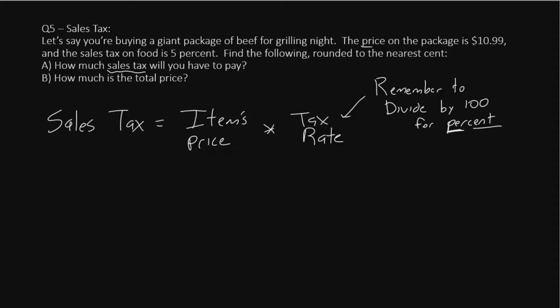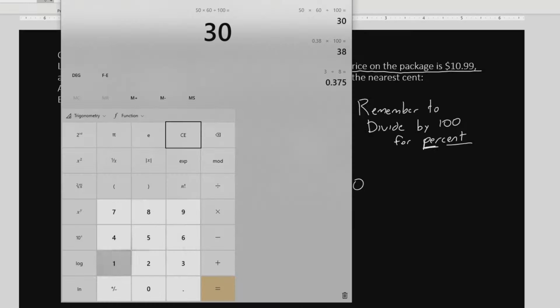Now, the price on the package said $10.99. And then we multiply by the tax rate, that is 5%. Now, remembering that percent means divide by 100, we will say 5 divided by 100. With that in mind, let's go to the calculator. We'll say 10.99 times 5 divide by 100. And we get 0.5495.